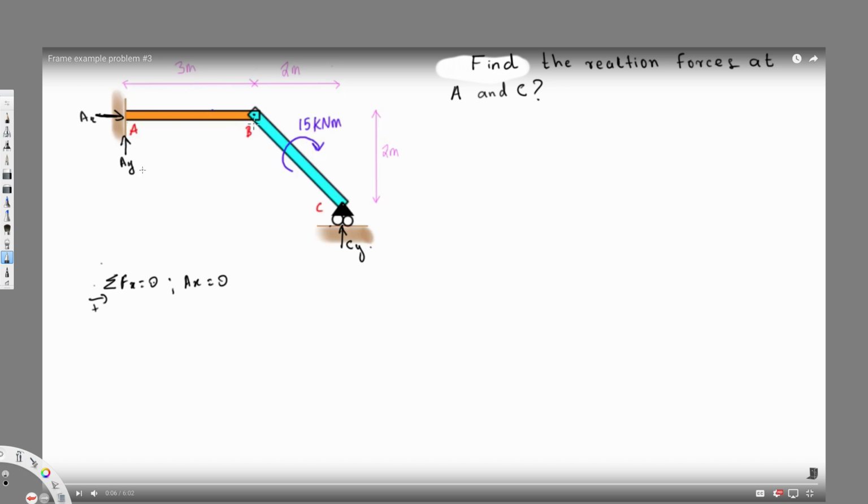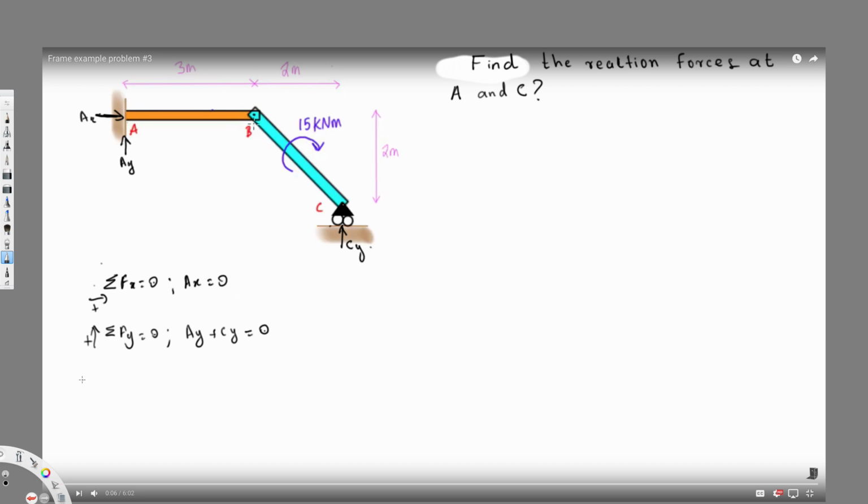And then I can create another equation, sigma Fy. If I take upper direction positive and solve for this one, Ay is acting upside, so Ay plus Cy. Those are the two vertical forces we have, so we can say this is equal to 0.